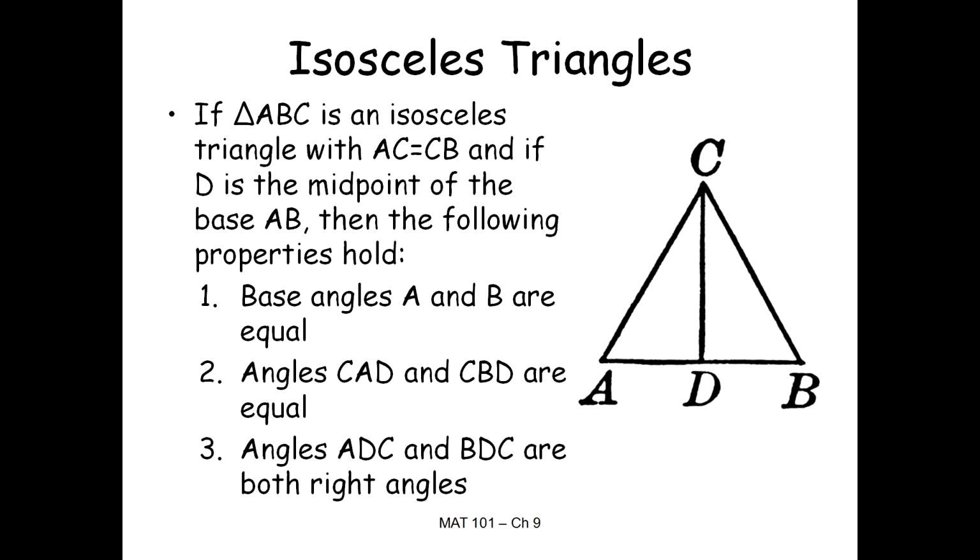Now what that means is the angle that goes from C to A to D, the letter that's in the middle refers to the corner of that angle. So CAD and CBD are equal. And then angles ADC and BDC are both right angles. So that means that the angle D coming from either the left or the right is basically a square corner. A right angle is a square corner.